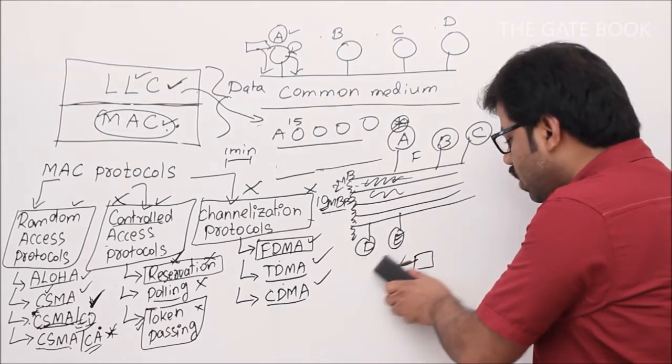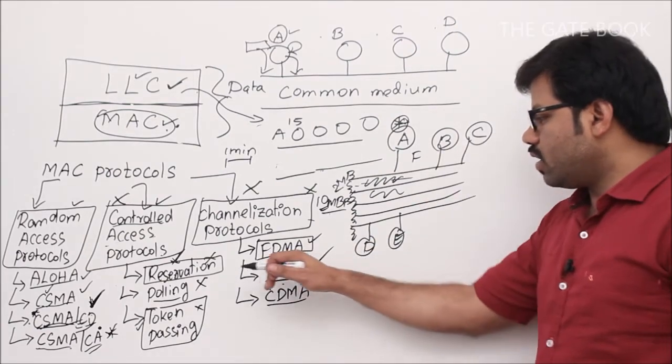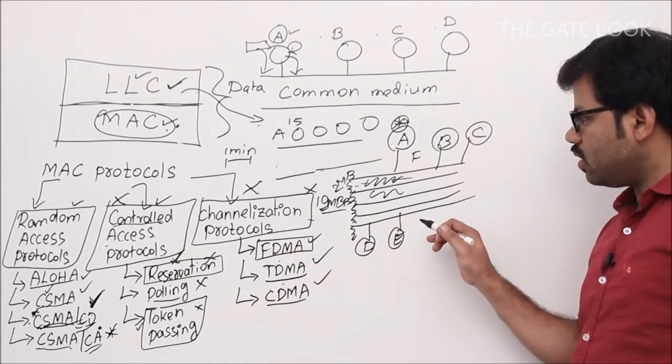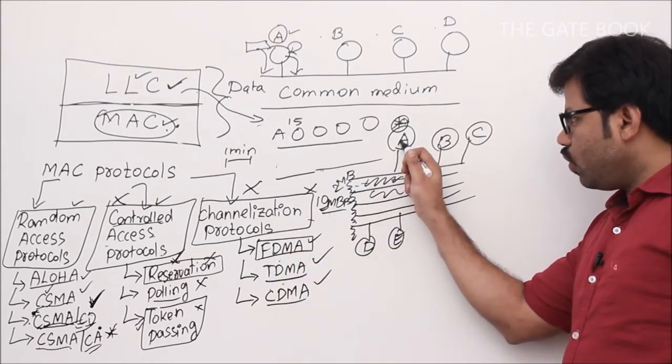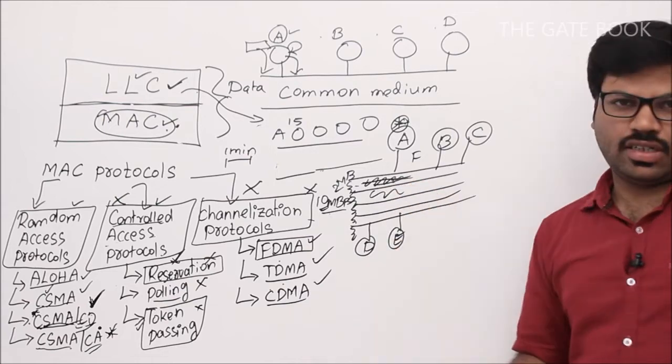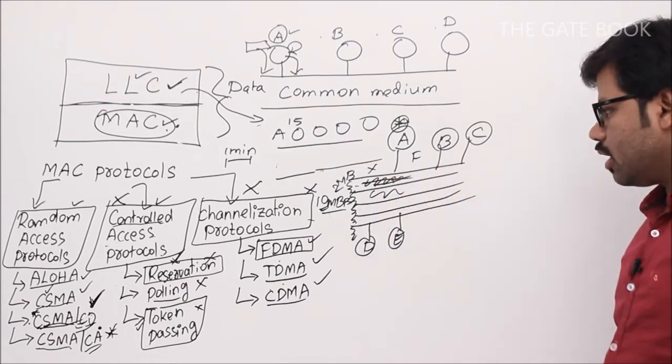Here also it is the same model. If you use frequency division multiple access and you don't use your bandwidth, it will be wasted. That's why this model is not good.